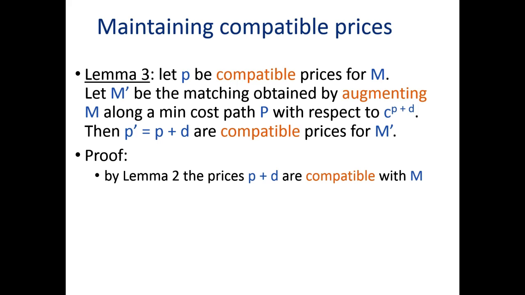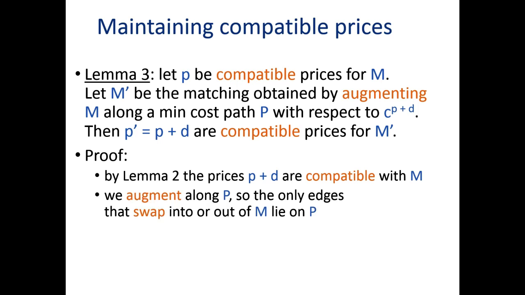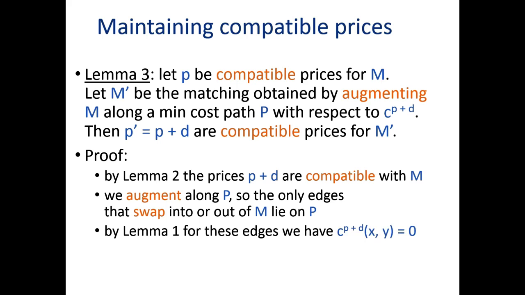Well, we know that the prices are compatible with the old matching. We just have to prove it for the new matching now. We augment along our path P, so the only edges whose status changes for being in or out are edges that are on P. Now P is the shortest path, so therefore for all of these edges the modified cost is 0. So we don't have to worry about those edges. For edges that come into the matching, the cost is 0. For edges that drop out of the matching, we have to prove that the cost is non-negative, but proving that it's 0 is good enough. So therefore, compatibility is maintained. So this basically comes for free.